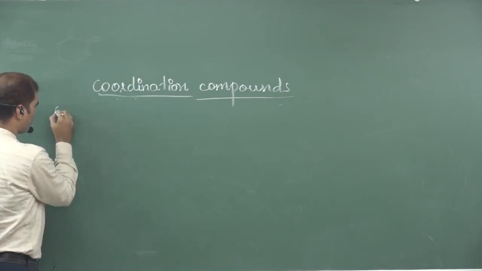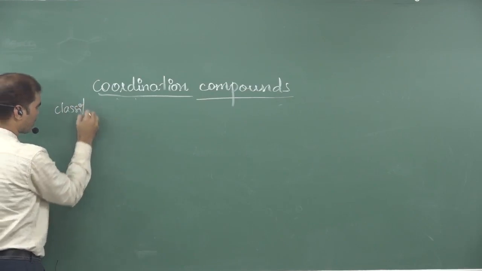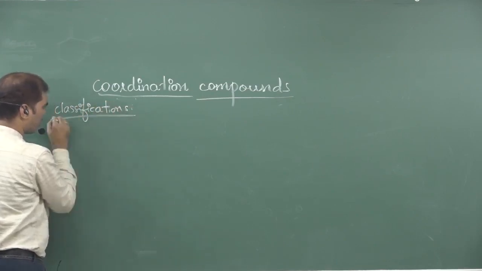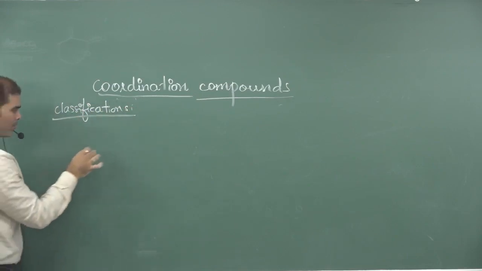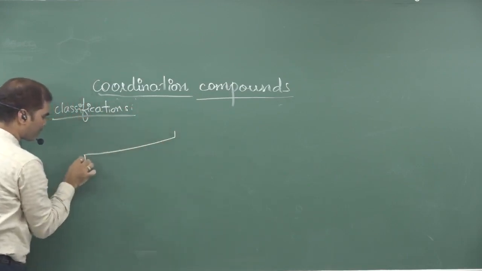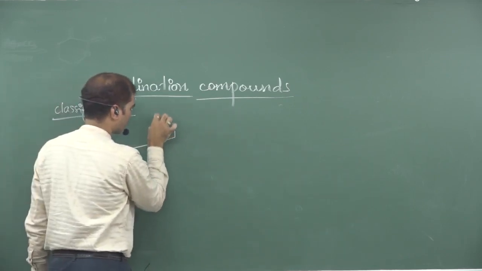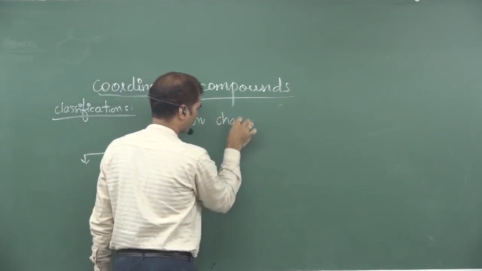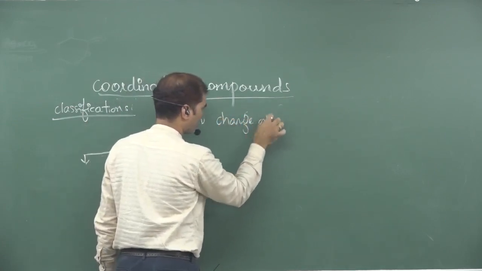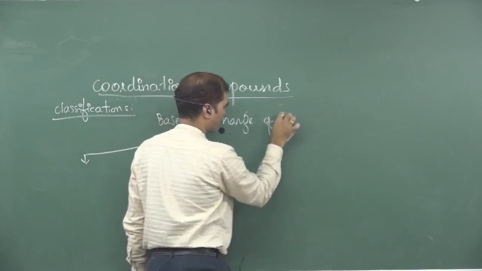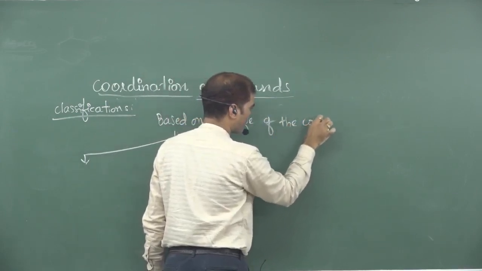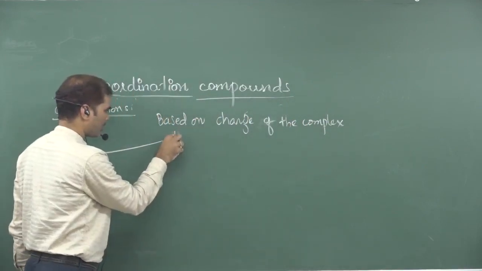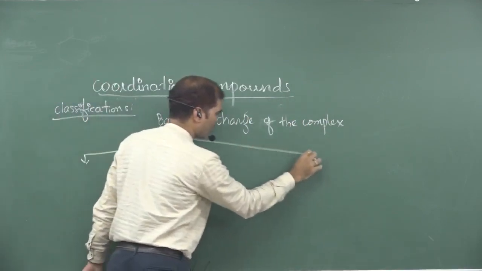Okay, now I'll just take a few classifications. How do we classify all these complex compounds in different ways? First type of classification is based on the charge of the complex. How do you classify based on the charge? How do you classify based on ligands? How do you classify based on metals? All classifications we will take.